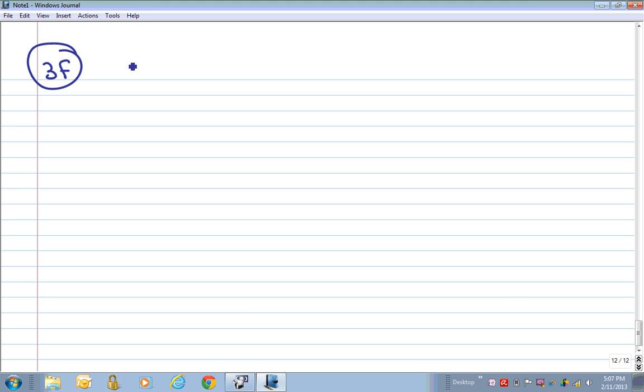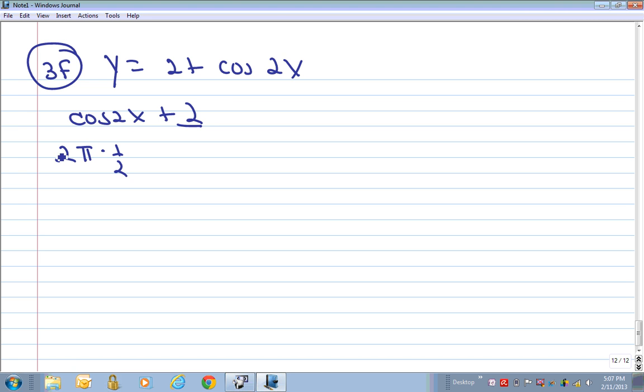All right, 3F. We have y equals 2 plus cosine 2x. Again, I would move that to the end, and I would have cosine 2x plus 2. No amplitude change, no reflection, so the amplitude would stay 1. The graph does shift up 2, and we have a period change again, and we already kind of know what that is, but we'll just say 2 pi divided by 2 is the same as times 1/2. Cross out the 2's, and our period is pi.